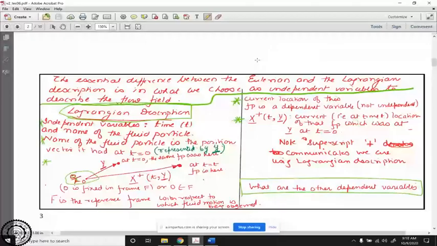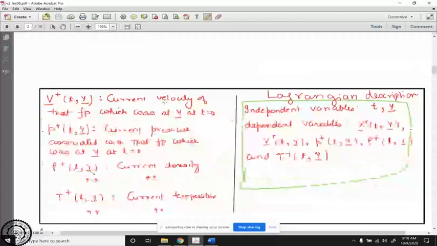Or I can even make it more general. Where is that guy who 10 years ago was in Mumbai? Where is he now? So that position vector is a dependent variable. What are other dependent variables in Lagrangian description? They will be velocity, temperature, pressure, and density. And they will all come with velocity as a vector.